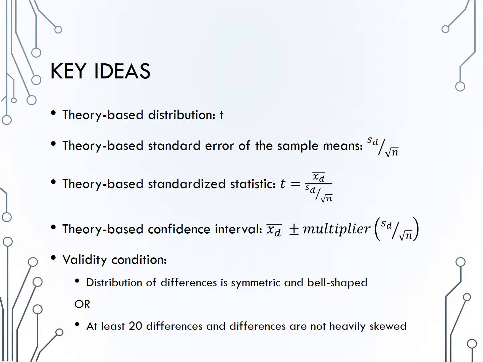The key ideas from this section are that we are using the t-distribution for a theory-based test of paired data, that the standard error formula for the sample mean differences is s sub d over the square root of n, that the t-statistic or standardized statistic is x bar d divided by that standard error of the mean of differences, that a theory-based confidence interval can be calculated by finding the observed mean of differences plus or minus a multiplier, which is given, times the standard error formula, and that the validity conditions are that the distribution of differences is symmetric and bell-shaped, or that there are at least 20 differences and those differences are not heavily skewed.